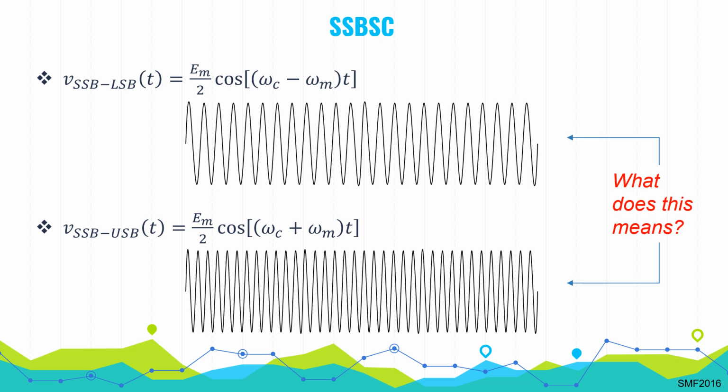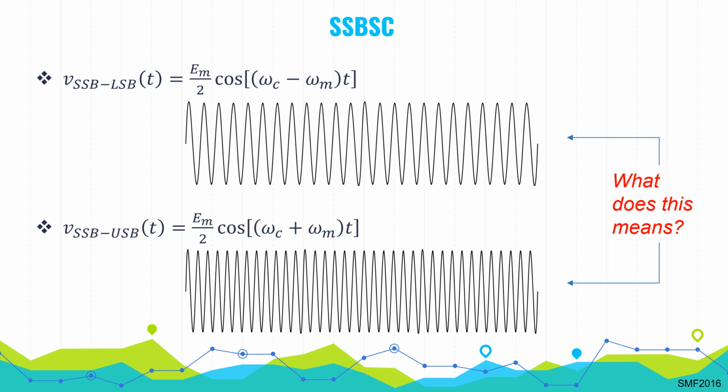Let's revisit the expressions for the SSBSC signals. For the lower sideband, LSB, V sub SSB LSB of t is equal to E sub m divided by 2 cosine of omega sub c minus omega sub m times t. For the upper sideband, USB, V sub SSB USB of t is equal to E sub m divided by 2 cosine of omega sub c plus omega sub m times t.